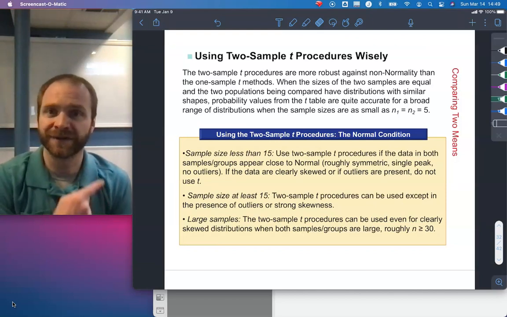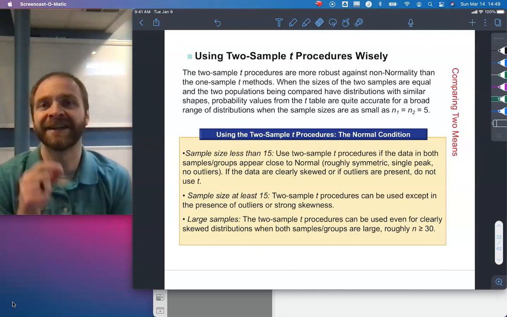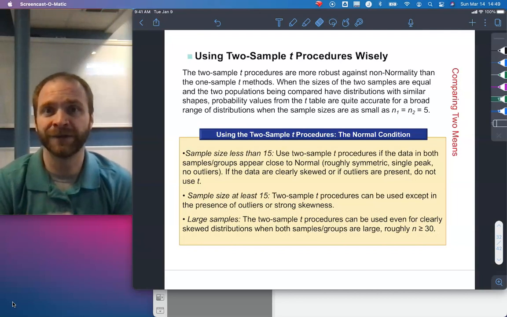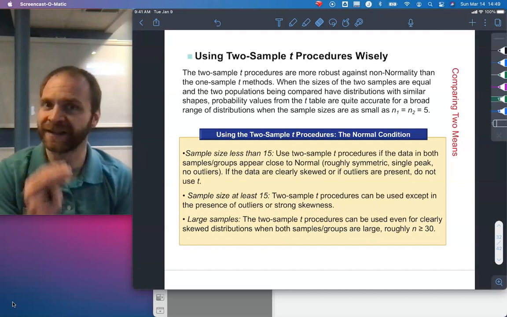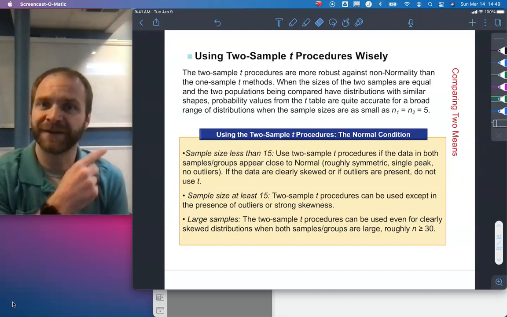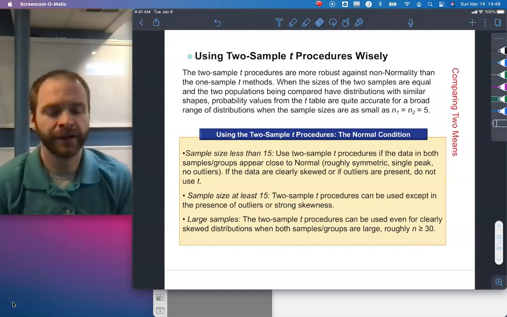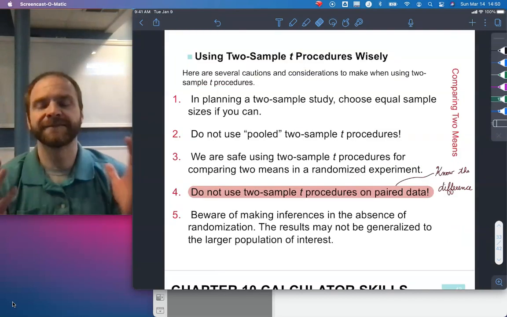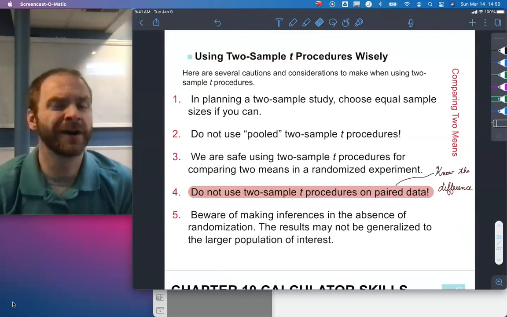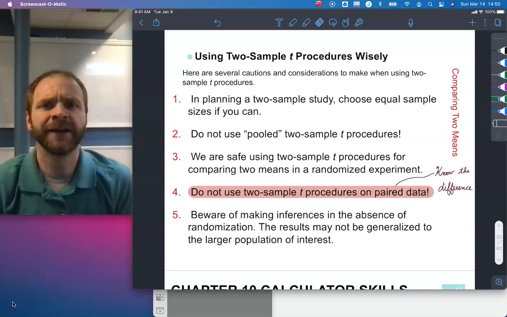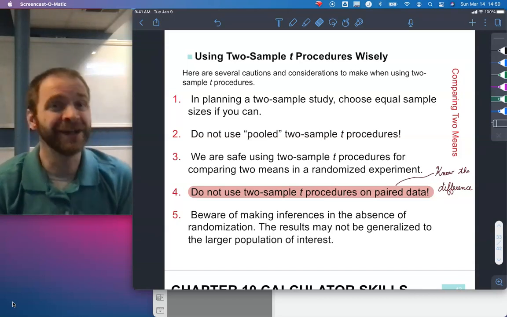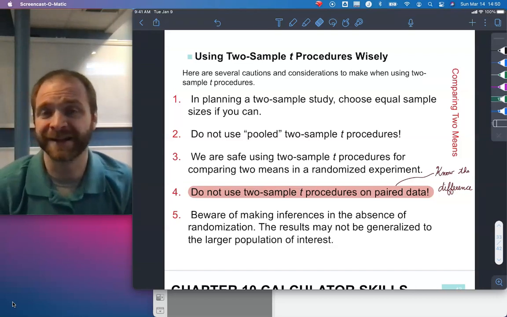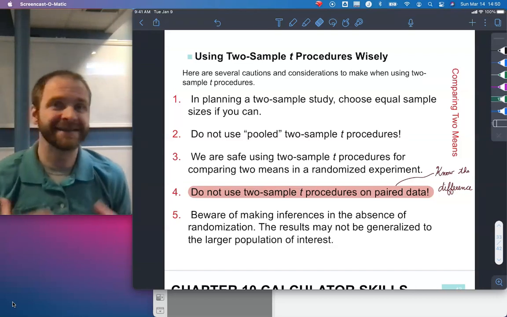These conditions for using t procedures safely have not changed since the first time we used them. They are robust, but they're robust with certain characteristics. There are certain things they must meet to be robust. And last but not least, if you're using them wisely, a few precautions and considerations to keep in mind when using two sample t procedures: when planning a two sample study, try to choose equal sample sizes if you can. It's not always possible.